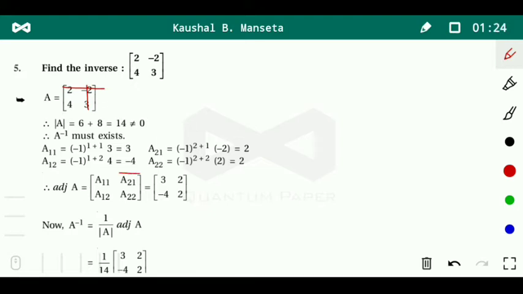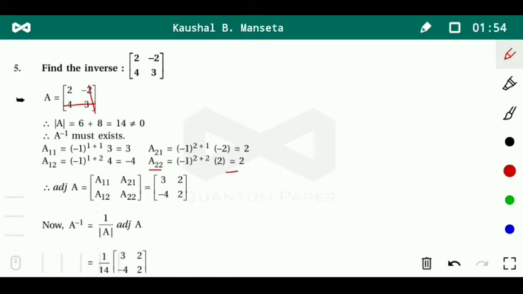Is it clear? Now A21. Okay, in A21 we have to remove second row, first column. So minus 1 raised to again i plus j, so 2 plus 3. Minus 1 raised to 3 gives minus 1. So minus 1 into minus 2 gives plus 2. Next A22. We have to remove second row, second column. Okay, so minus 1 raised to i plus j means minus 1 raised to 2 plus 2, means minus 1 raised to 4 gives 1, into 2.